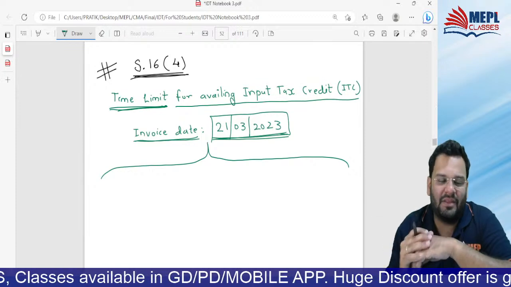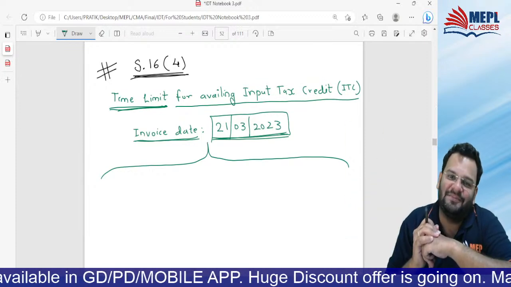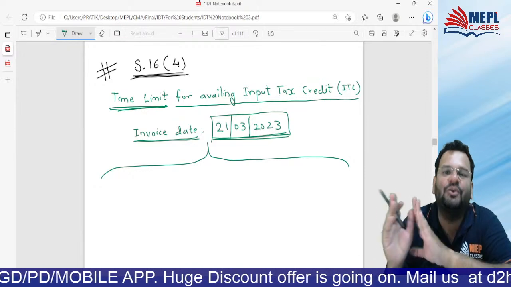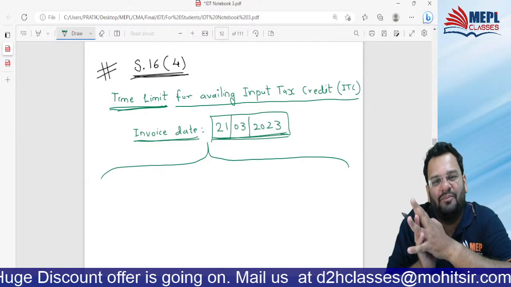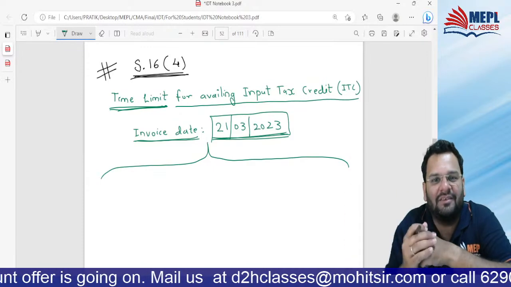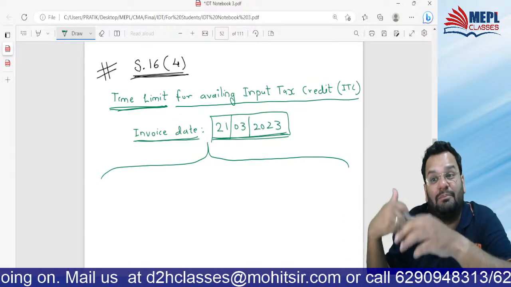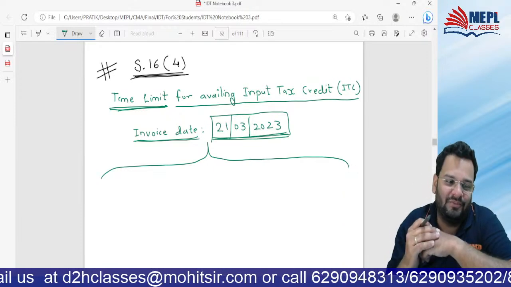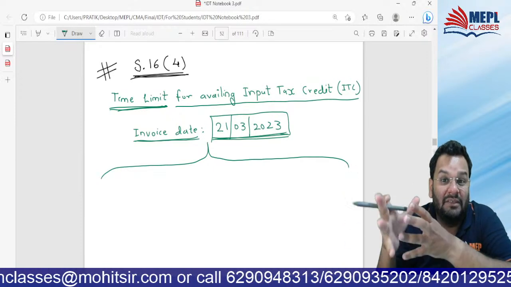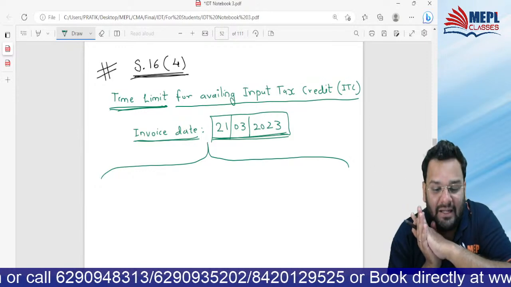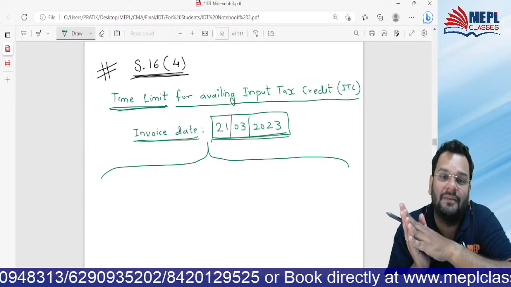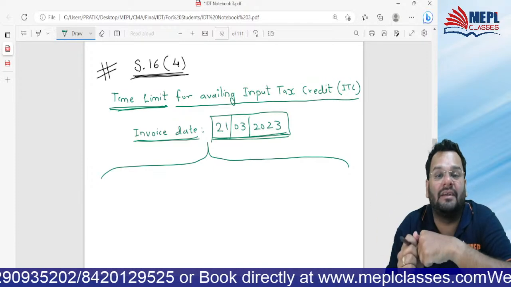But say you have forgotten to take the ITC, or you have a doubt whether ITC should be taken or not, because many times there are blocked credits also. So you have a doubt regarding admissibility of ITC, and somehow you don't take ITC for the month of March 23. Now when should you take the ITC?